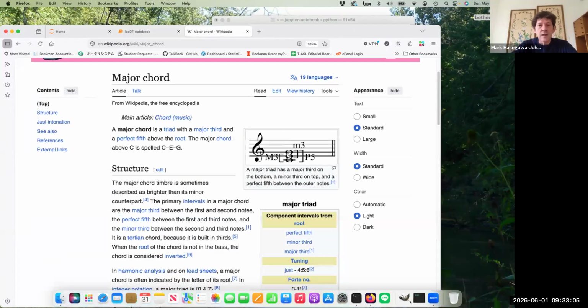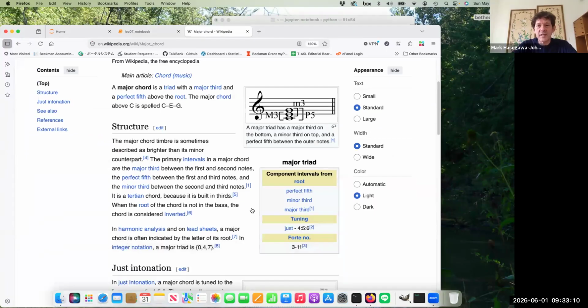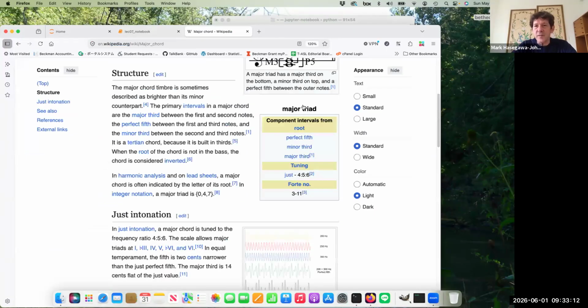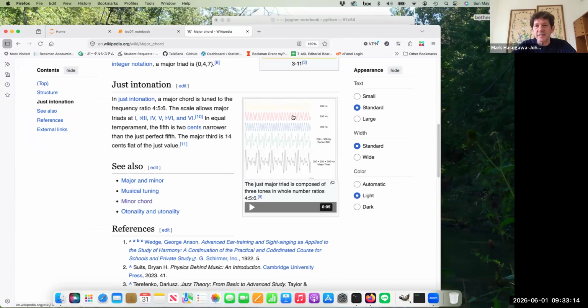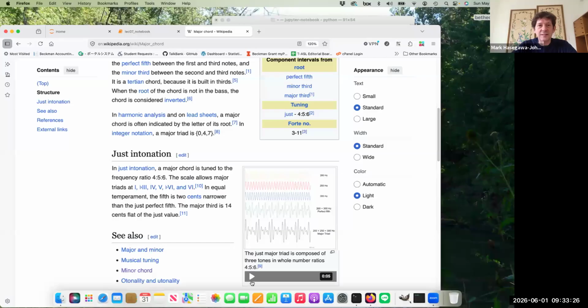So a major chord is a set of 3 notes that are arranged in a triad with the base frequency like 200 hertz, and then the center like 250, and the top like 300, and they have to be arranged exactly in whole number ratios of 4 to 5 to 6 in their frequency. So the sound is like this.